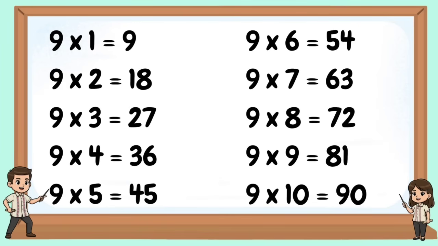9 times 6 equals 54. 9 times 7 equals 63. 9 times 8 equals 72. 9 times 9 equals 81. 9 times 10 equals 90.